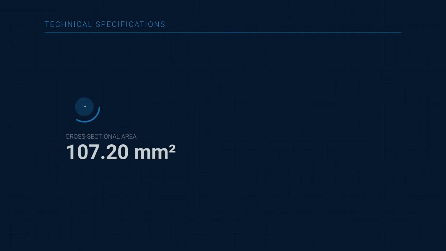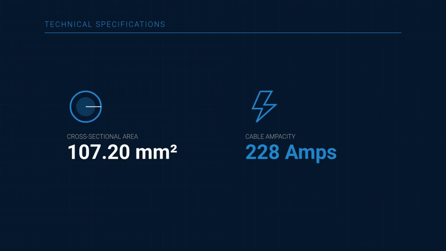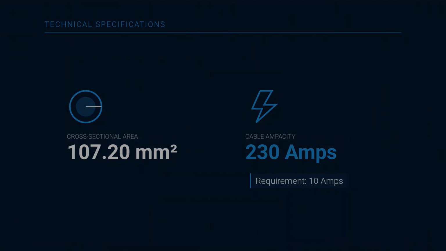The cable cross-sectional area is 107.20 square millimeters. The cable ampacity is 230 amps, showing this cable can handle much more current than our 10 amp requirement.